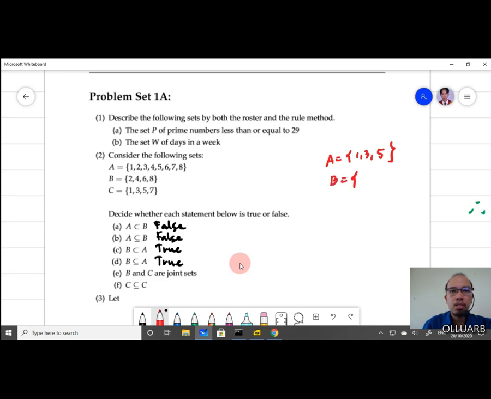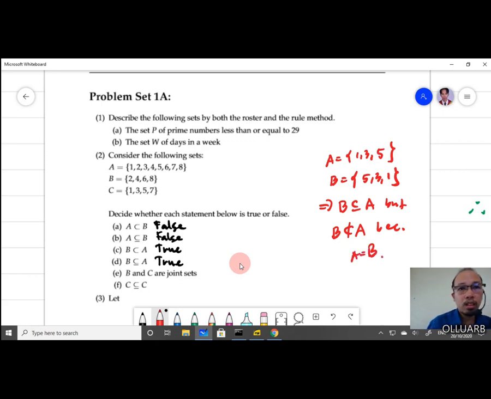is 531. Okay, so here this implies that B is a subset of A, but B is not a proper subset of A because A is equal to B. Okay, so that's the difference between proper subset and subset.